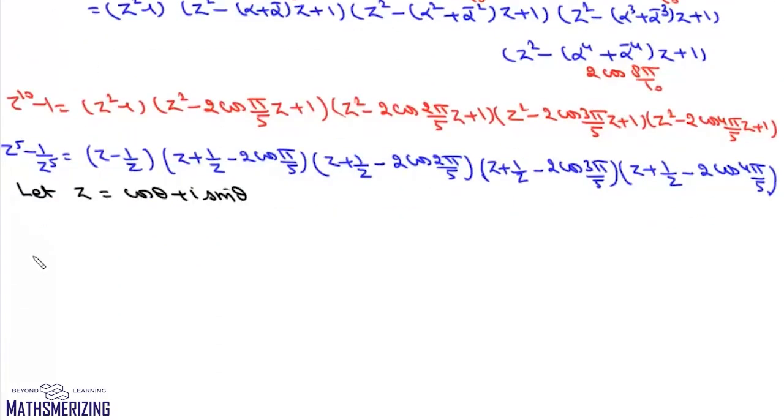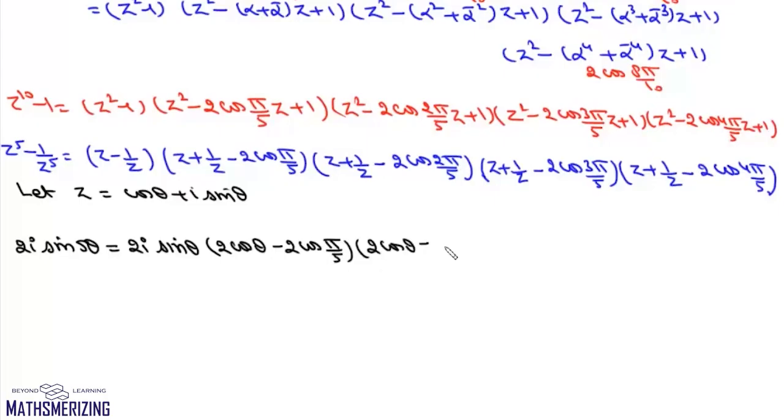We can write this as 2i sin 5θ will be equal to 2i sin θ into (2 cos θ − 2 cos π/5), (2 cos θ − 2 cos 2π/5), (2 cos θ − ...), now cos(3π − θ) is −cos 2π/5, so it will be plus 2 cos 2π/5, and this one will be 2 cos θ, and then plus 2, and then cos 4π/5 is −cos π/5, will be plus 2 cos π/5.